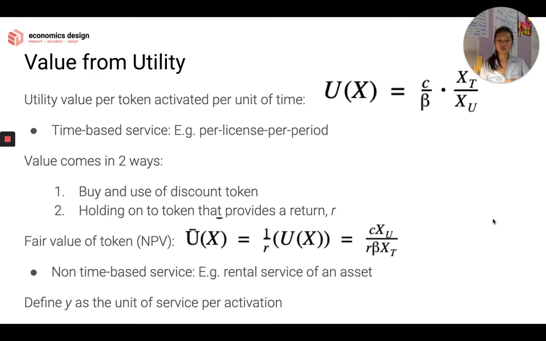Now, we want to consolidate. This is a bit more interesting, where we want to look at value from utility. So how do we derive value from the utility of the system? We are looking at a formula. We're looking at the utility value per token activated per unit time. We want to add per unit time in because when we're looking at services, we can have two. One is time-based services and one is quantity-based.